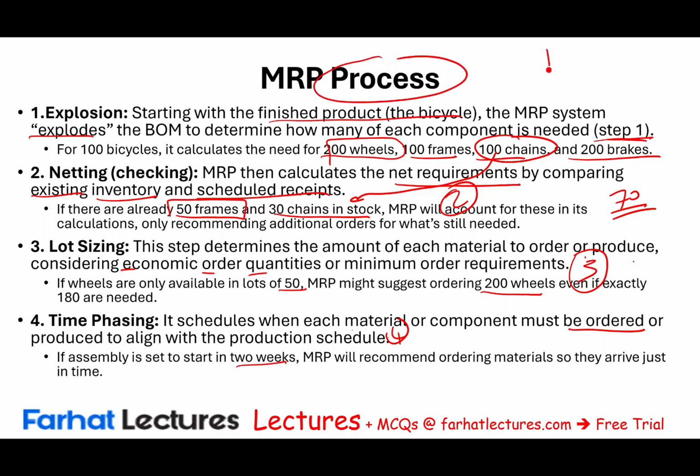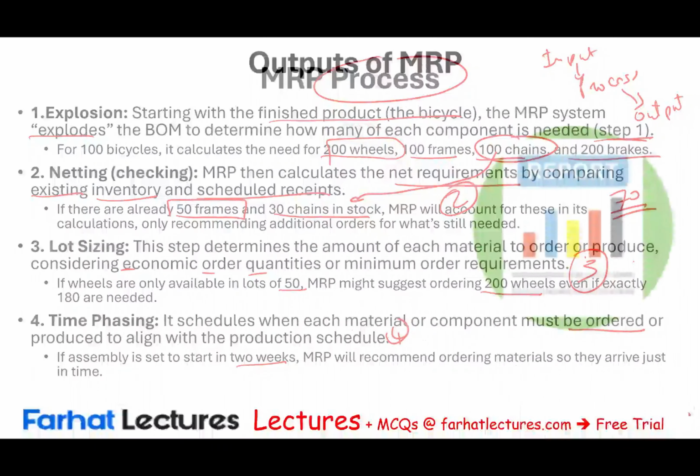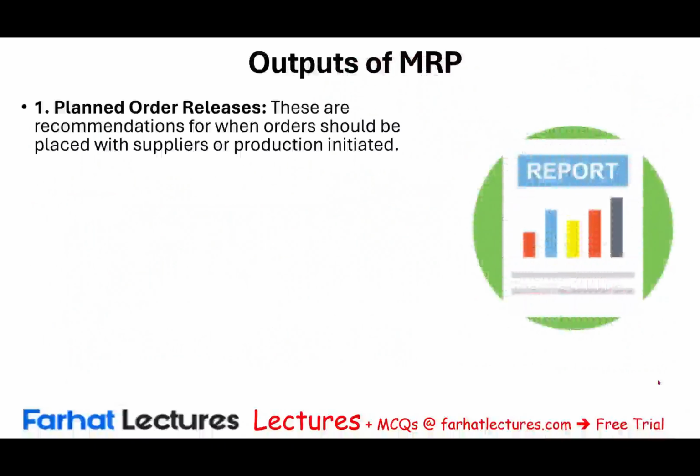So we have an input, and we looked at the input. We have a process, and guess what we have next? If we have input and process, we have output. You guessed it. The outputs of MRP are recommendations for when orders should be placed with suppliers or production initiated. What does that mean?